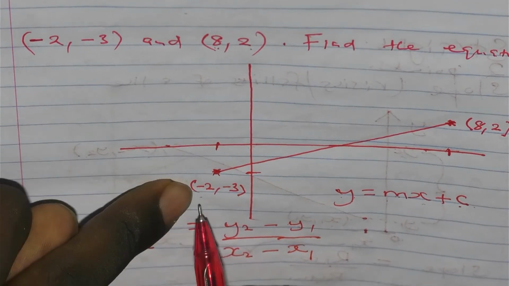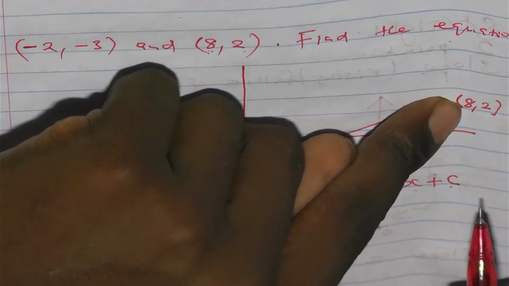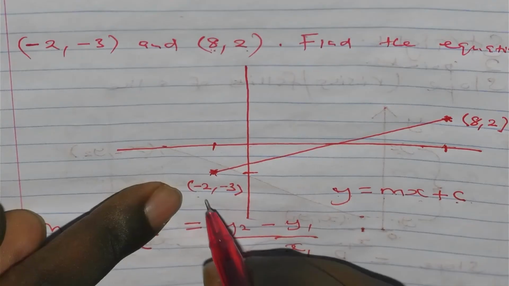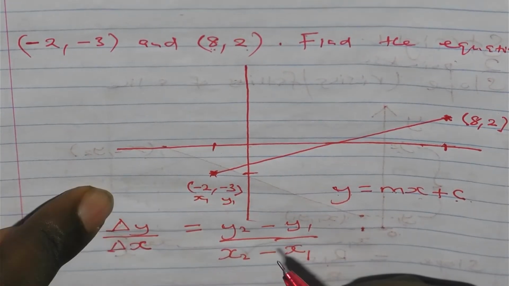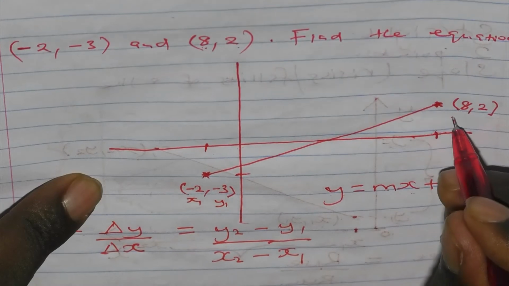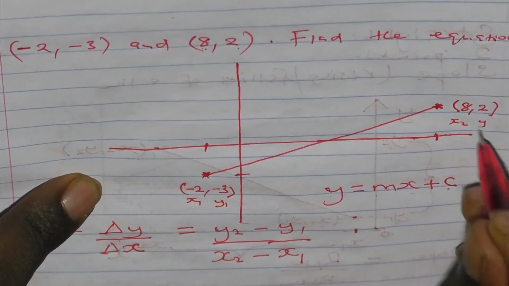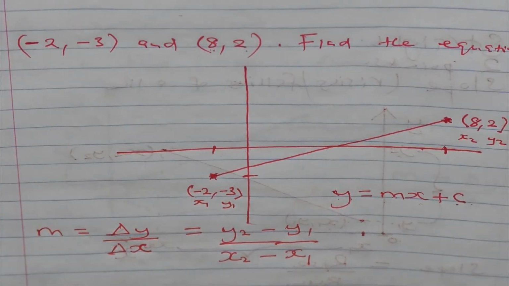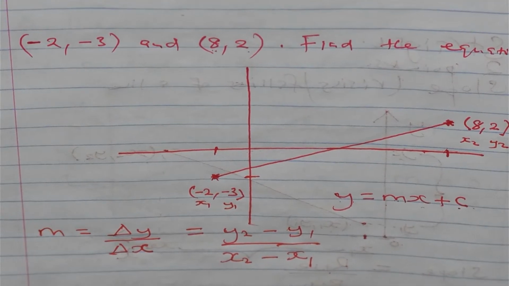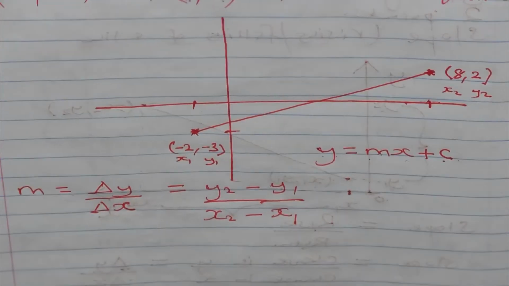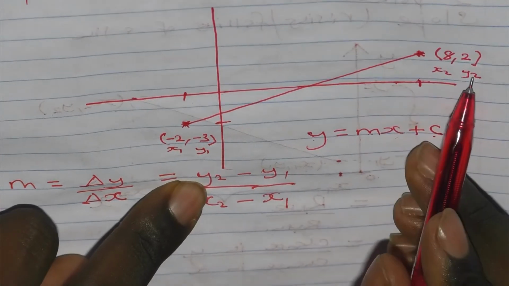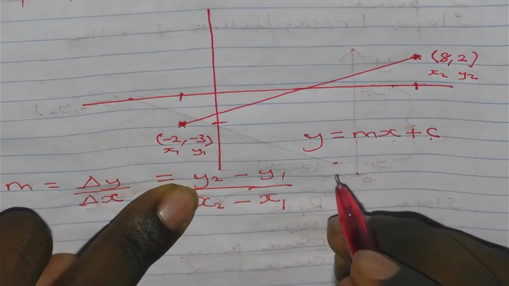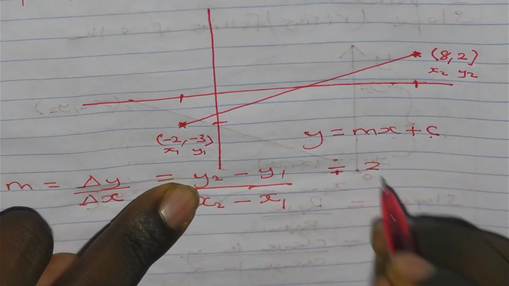So this is an x coordinate, this is a y coordinate, this is an x coordinate, this is a y coordinate. Let's call this x1 and this y1, okay? Let's call this x2 and this y2, right? Let's continue. So we fill in the values. What's our y2? Our y2 is this. This is 2.